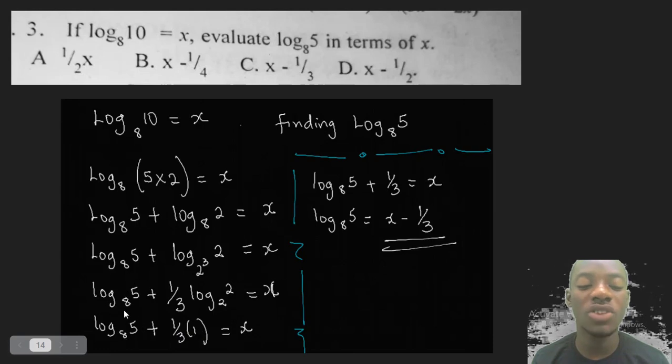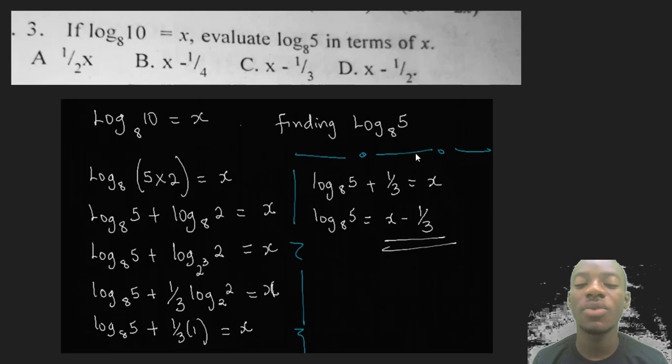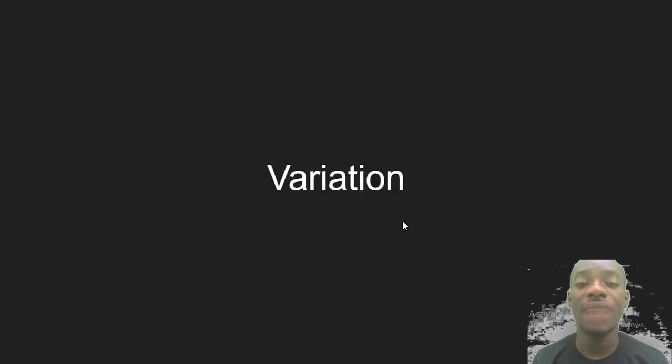So it will become 1 over 3 times 1. Notice I didn't touch this. I left it like that because I'm to evaluate log base 8 of 5 itself. So that's what I have here. 1 over 3 times 1 is 1 over 3. So it is log base 8 of 5 plus 1 over 3 equals x. The 1 over 3 will go to the other side. It will become log base 8 of 5 equals x minus 1 over 3. And that is the answer to the question. That makes the answer C. And that's that for logarithm.